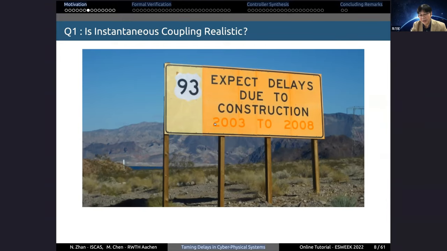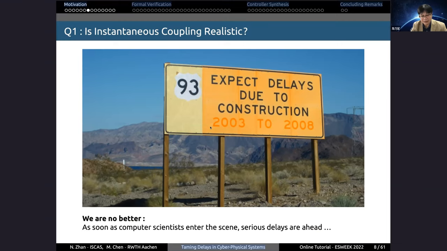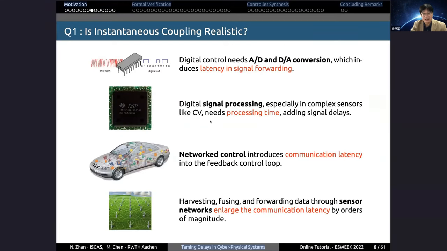Actually, whether instant coupling is realistic, you see that in our reality delay is possible everywhere. So we are no better. As soon as computer scientists enter the scene, serious delays are ahead. Currently, most modern control is digital control. For digital control, as we showed in the picture, we have to consider the conversion between the analog signal and the digital signal. Certainly, such conversion induces latency in signal forwarding.